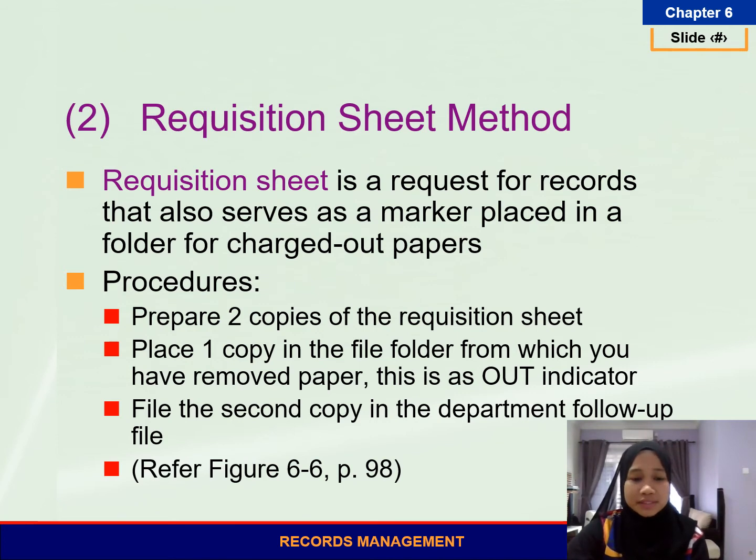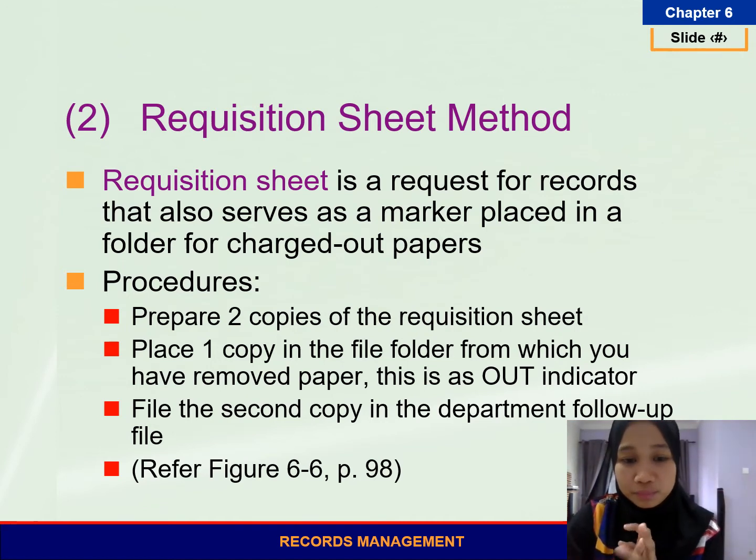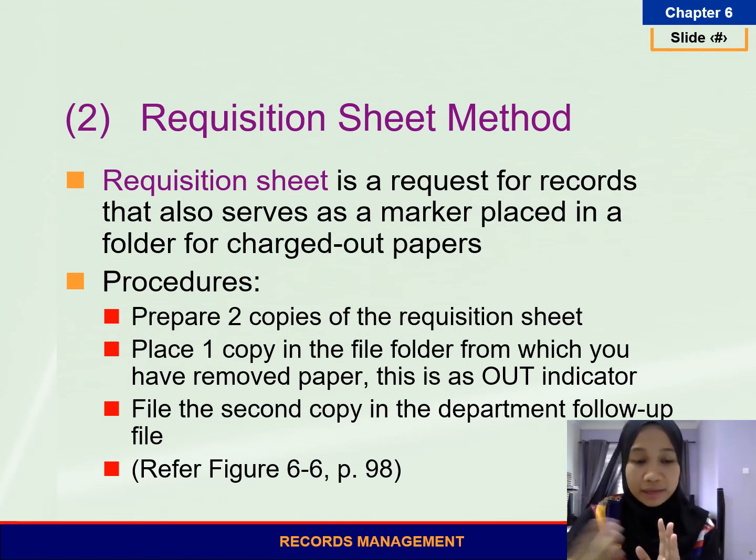Okay, so procedure dia, we need to prepare 2 copies of requisition sheet. Kenapa kena prepare 2? It's because one copy needs to be kept in a file folder, which is where you have removed the paper. Yang tu kita panggil sebagai out indicator, and another copy is for the department to put on follow up file. Okay, so bila kita guna requisition sheet tadi, kita kena buat 2 copy lah. Satu masuk dalam file yang telah diremove sebagai out indicator, another copy adalah untuk follow up file.